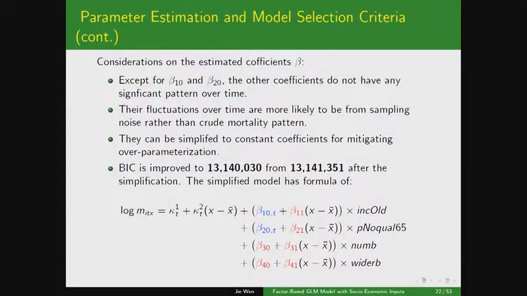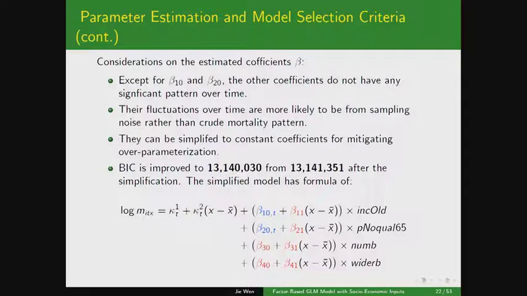Here are some further considerations according to the behavior of the estimated coefficients. First of all, except for beta 1.0 and beta 2.0, all other coefficients don't have any significant pattern over time. They just fluctuate. That's why we think their fluctuations are more likely sampling noise instead of a crude mortality pattern to capture. Then we expect they can be simplified to constants instead of a time varying pattern to save a bit more parameter space.